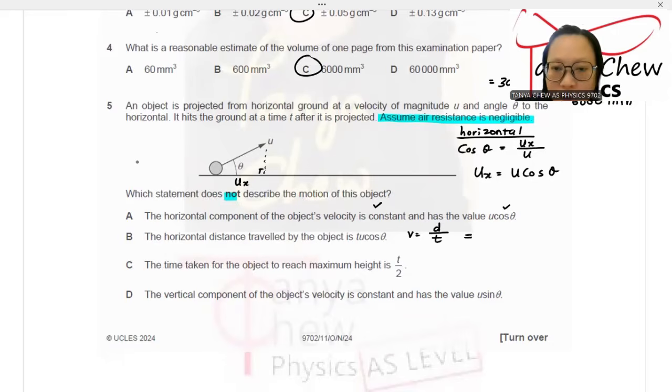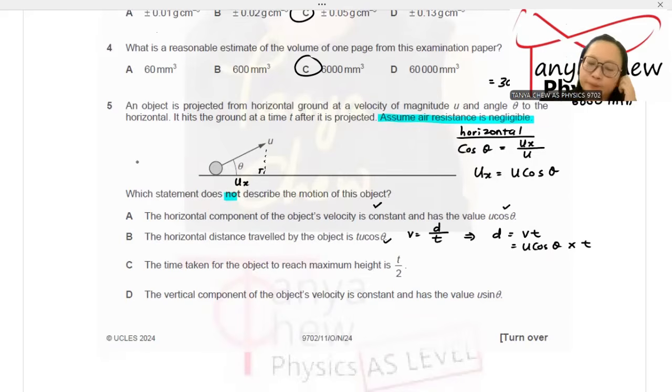So if you want to find the distance, because the speed is constant, you are allowed to use this equation. Distance in horizontal direction is vt, which is equal to u cos theta multiplied by t. The second statement is also correct.